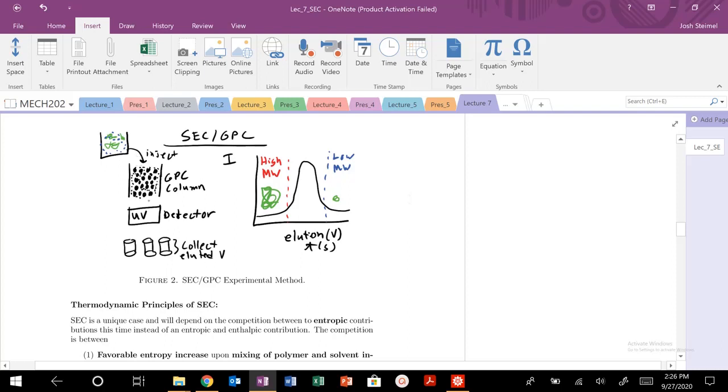So put your polymer solution in this column. There could be, again, multiple columns here that you flow through to increase your resolution. Your UV detector will collect eluted volume as a function of time, and you'll get these different spikes.